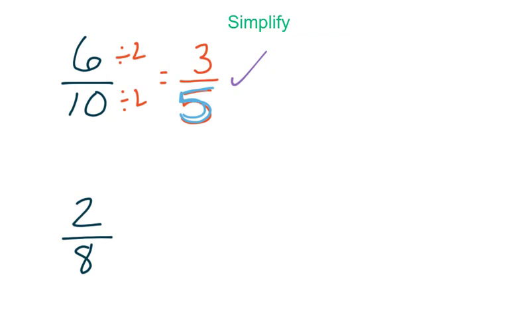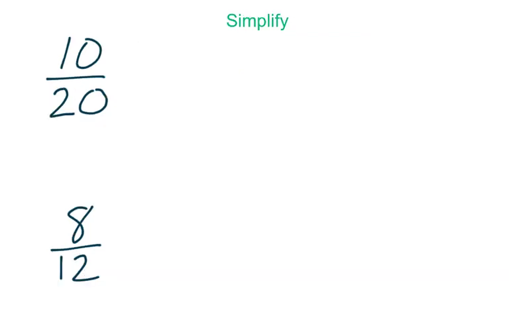All right, 2/8. Both of these are even numbers, so I'm going to divide both of them by 2, and I end up with 1/4. One of the things that was mentioned in your tips is if there is a 1 in the numerator, then this fraction is in simplest form. All right. Go ahead and simplify these 2 fractions, 10/20 and 8/12.